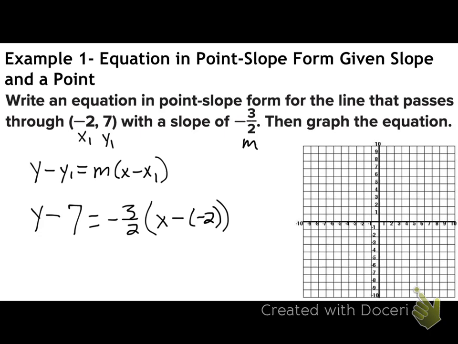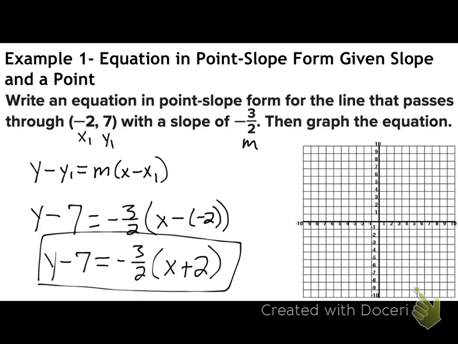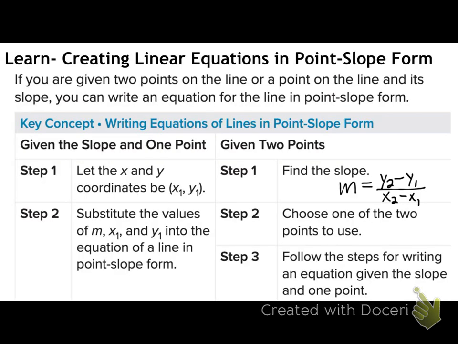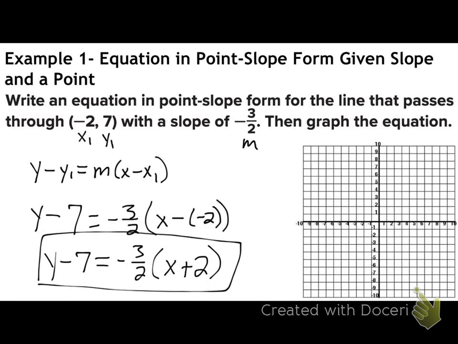Very good. The computer doesn't like redundant things when you're typing it in. If I've got 2 negatives right next to each other like that, it's going to create a positive. So my equation is going to be y minus 7 equals negative 3 halves times x plus 2. This is what I would type into the computer. That's your answer, because it wants your equation in point-slope form that goes through that point and has that slope. That's why I said this is the easier information to be given, because you're just plugging numbers in and you've got your equation. Everyone okay with that?